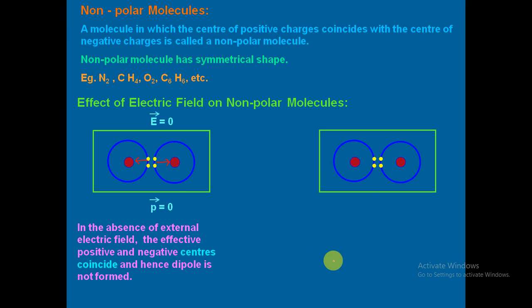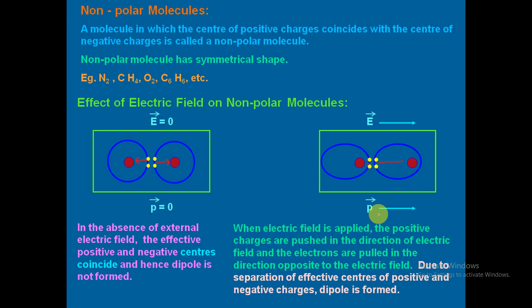You see here, this is the non-polar molecule in the absence of the electric field. Now let us see, we have applied the electric field. When we apply electric field, positive charges tend to move in the direction of the electric field. So now you can see here, this dipole is less and this dipole is larger. So even in case of non-polar molecules, when we apply the electric field, some dipoles are going to get created.